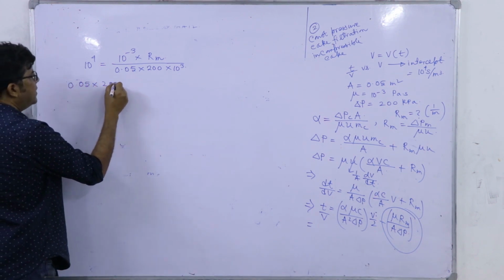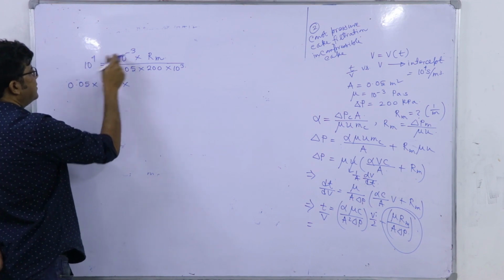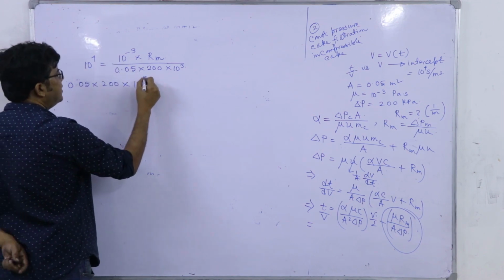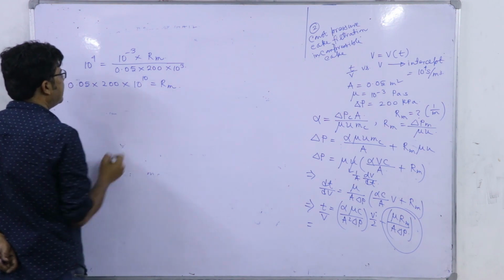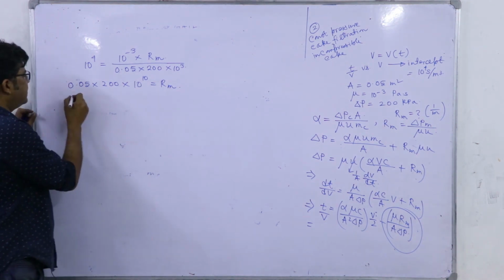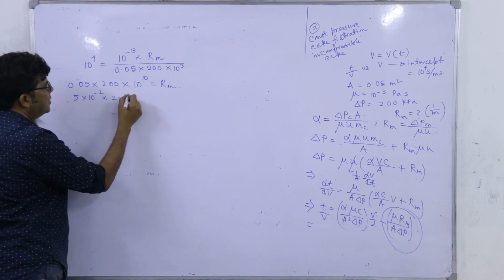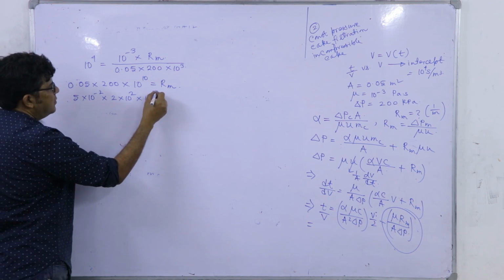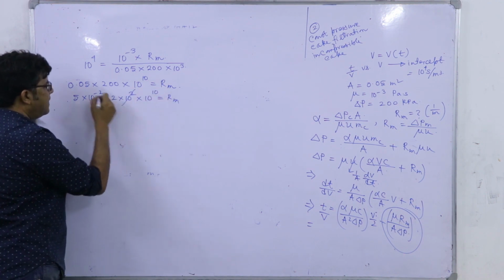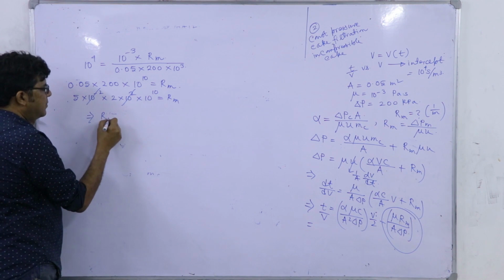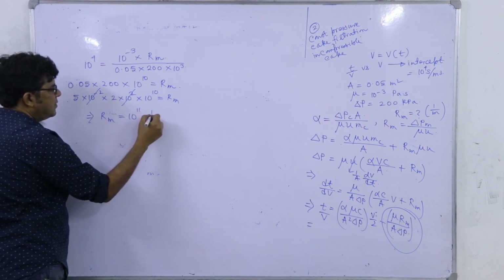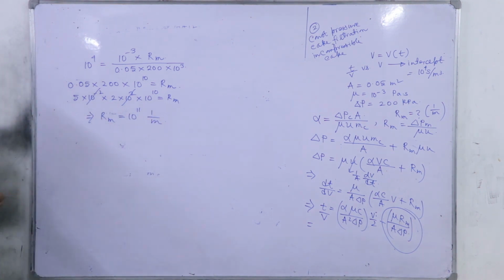So, 0.05 into 200 multiplied by 10 to the power 7 and 10 to the power 10, it is equal to Rm. So, it is 5 into 10 to the power minus 2, 2 into 10 to the power plus 2, into 10 to the power 10 equal to Rm. So, Rm is equal to 10 to the power 11, 1 by meter, right. So, that is the calculation for this filter medium resistance.